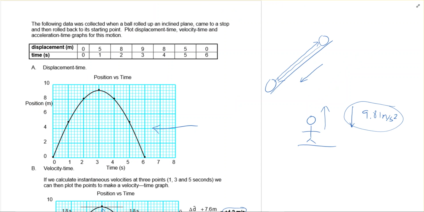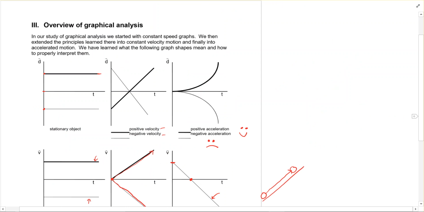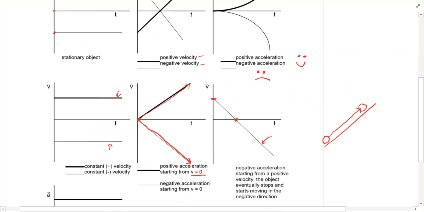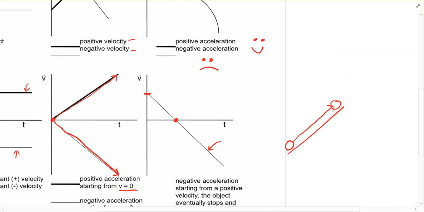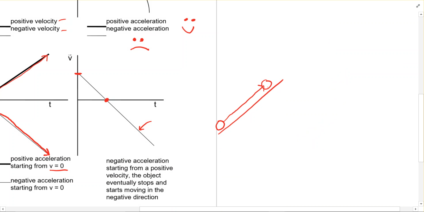Whoa, that was weird. Sorry about that. Let's go zoom in. Okay. Okay, so it comes to a stop, right? The top of our ramp, right? And then rolls back down again.